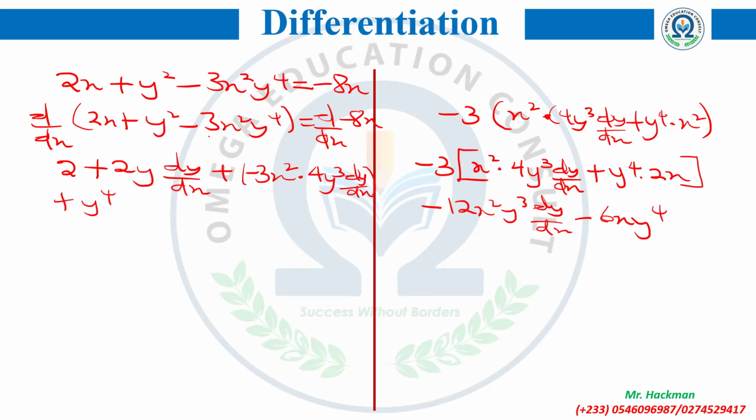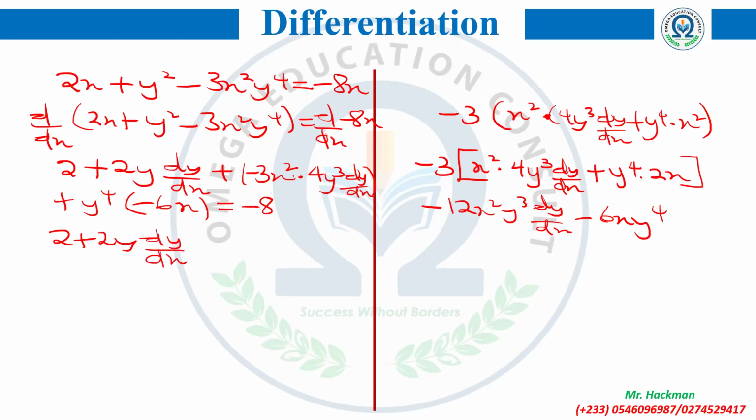And differentiate the minus 3x squared. So that gives me minus 6x. Am I right? If you differentiate minus 3x squared, you get minus 6x. Is that clear? And that should be equal to, the differential of this will give you minus 8. So in effect, I'm going to get 2 plus 2y dy/dx.